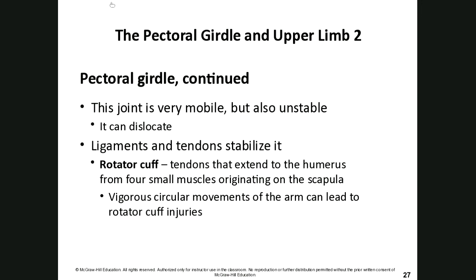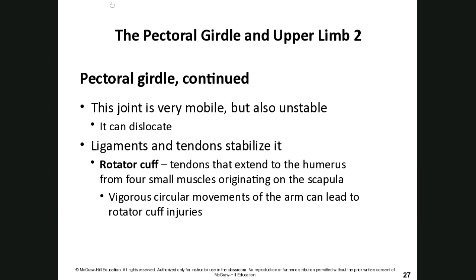So the shoulder joint, or that rotator cuff area, is very mobile, but it's also really unstable. And that's the thing about joints. The more movable or mobile a joint is, the less strength that it has, which means that it can dislocate very easily. The more strength a joint has, the less mobile it is.